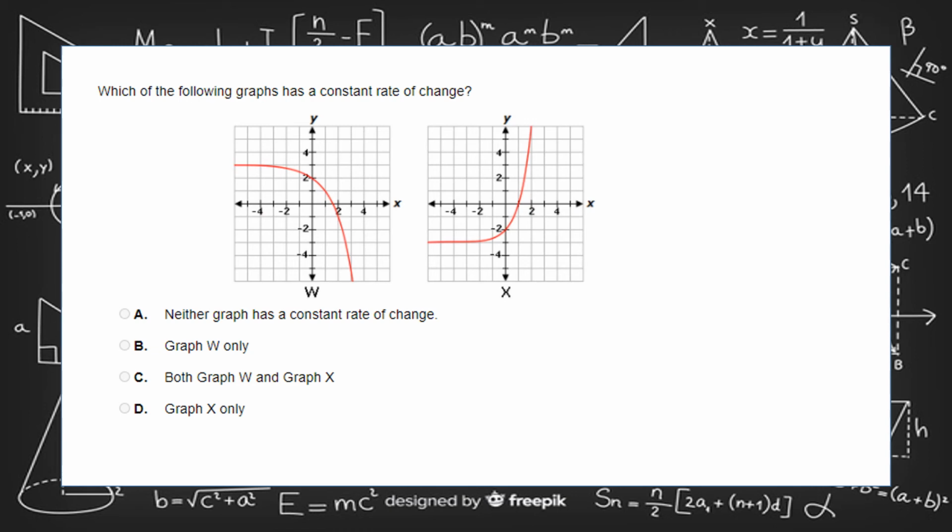Which of the following graphs have a constant rate of change? Well, a constant rate of change means that it's linear. Constant rate of change means linear. Neither of these two are linear because they do curve. Okay, so neither one of these has the constant rate of change.